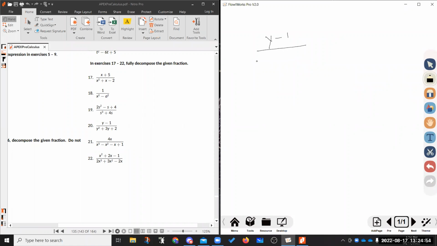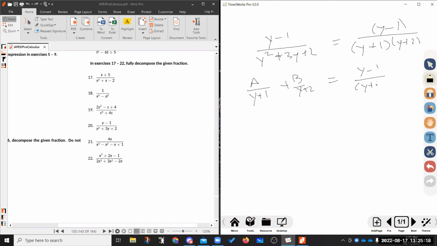y minus 1 over y squared plus 3y plus 2 is going to be y plus 1, y plus 2. We're going to break this up. A over y plus 1 plus b over y plus 2 is equal to y minus 1 over y plus 1 times y plus 2. A times y plus 2 plus b times y plus 1 is equal to y minus 1.